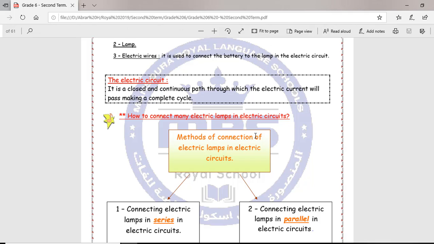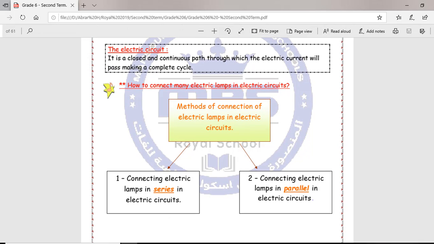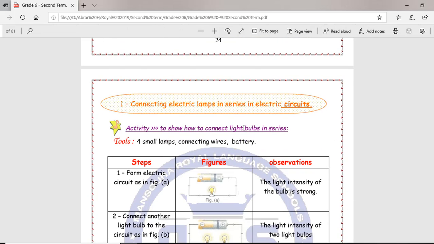How to connect many electric lamps in electric circuits? We have two methods by which we can connect many electric lamps in electric circuit. The first one is called series connection, and the second one is called parallel connection. What is the meaning of series connection and what is the meaning of parallel connection? That's what we will know now.